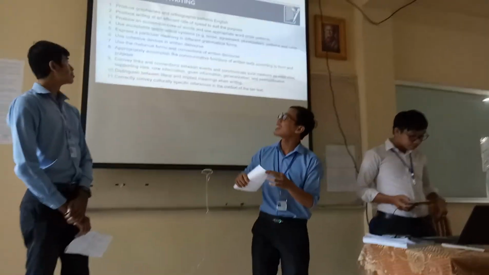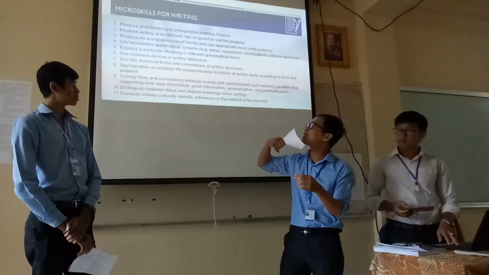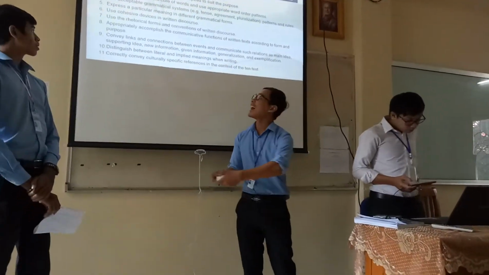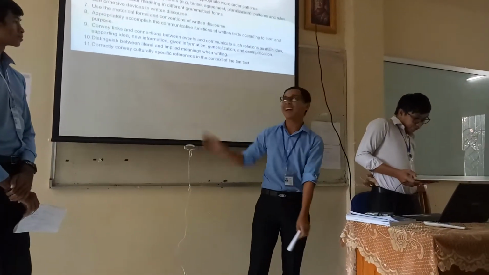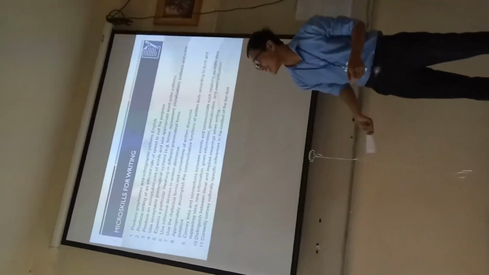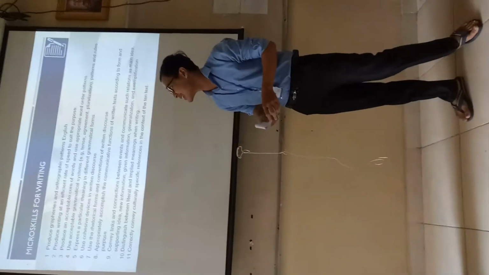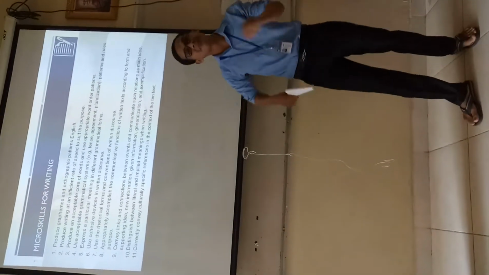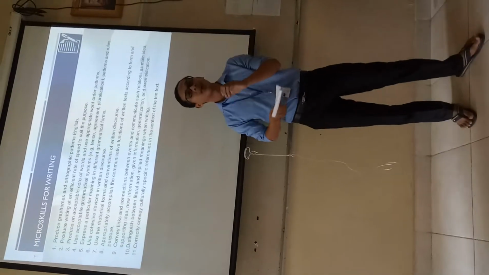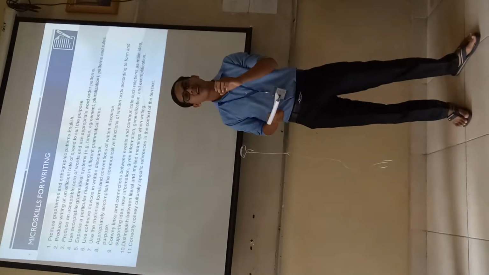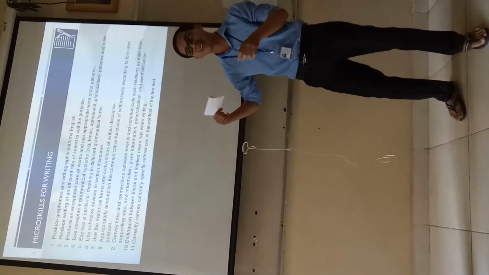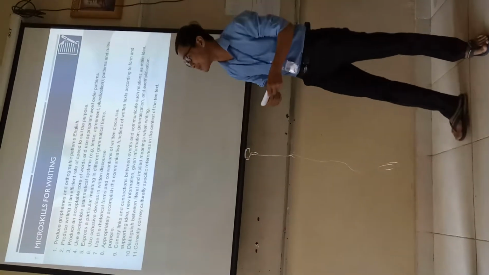The first point, and then we go on to the micro skill for writing. Actually there are 12, but I just put here only 11. And the first is all of it, just the micro skill for writing. It means many more small skills for writers to improve their writing.